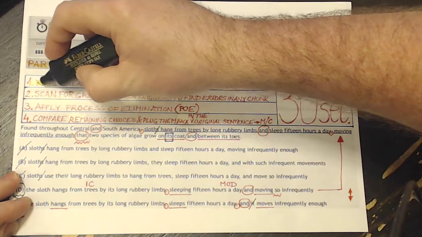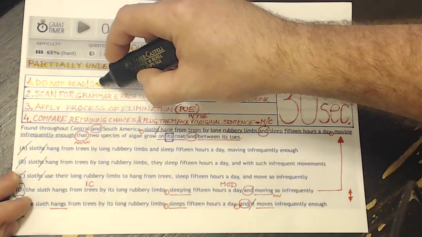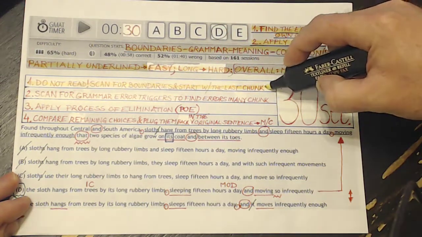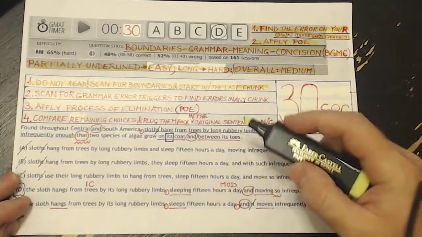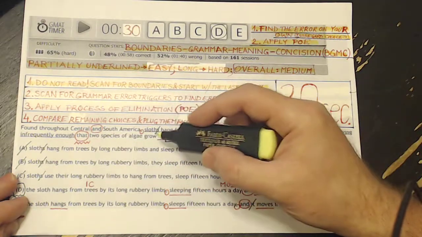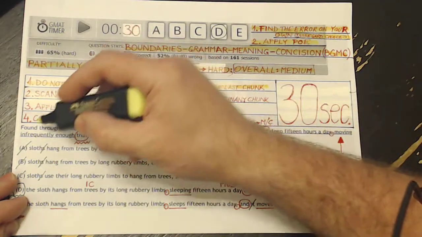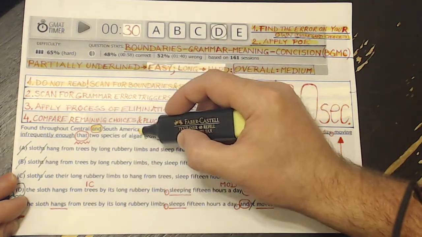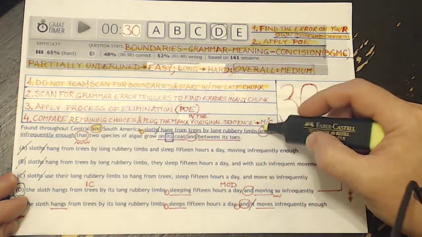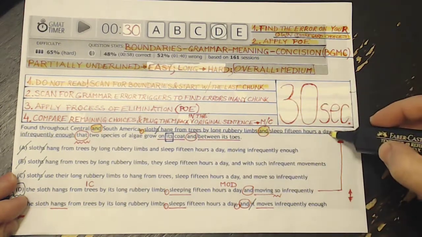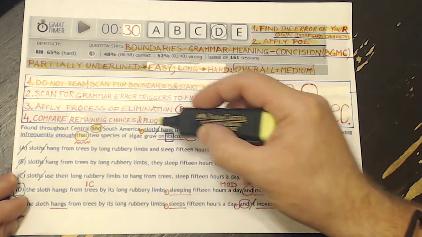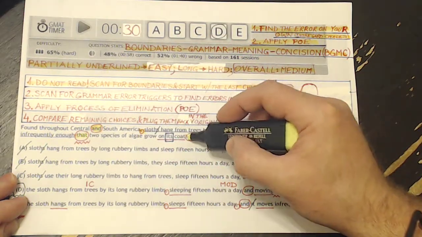So let's see, in this example, the first stage is do not read, scan for boundaries, and start with the last chunk. So in my example, I have here the following boundaries: and, comma, and, comma, that, and.